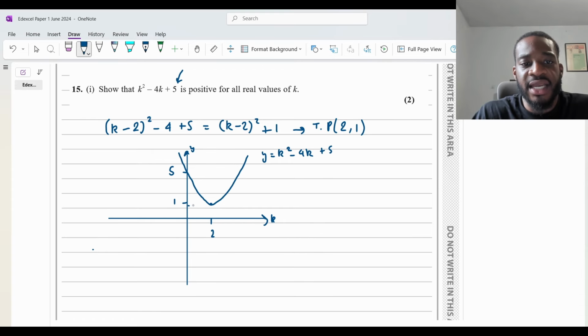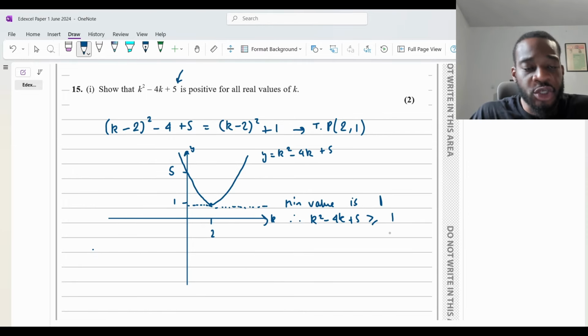And what we can see quite clearly is that the minimum value, right, is 1, right? So what I can say in terms of my proof or showing that it's positive is that the minimum value is 1. So therefore we can say quite clearly that k squared minus 4k plus 5 is greater than or equal to 1. Doesn't go below 1.